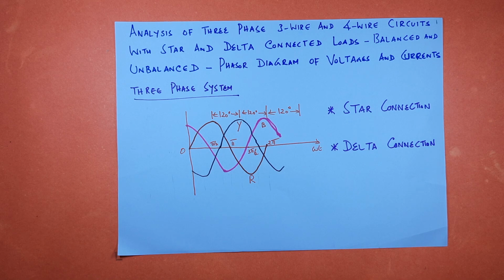Analysis of three-phase, three-wire and four-wire circuits with star and delta connected loads, balanced and unbalanced. Phasor diagram of voltages and currents. So we are going to learn about three-phase system. These three-phase voltages are generated by synchronous generator or alternator. Here we have three sinusoidal waveforms with phase difference. This is the waveforms of three-phase system.